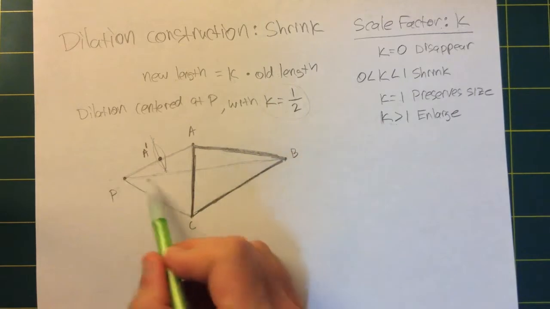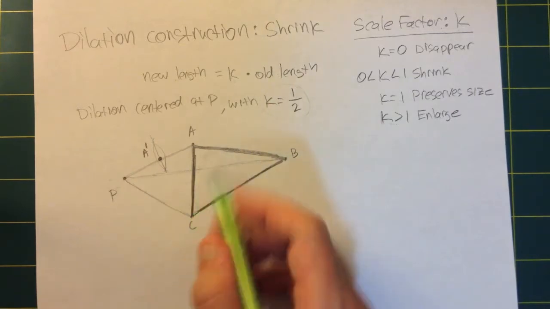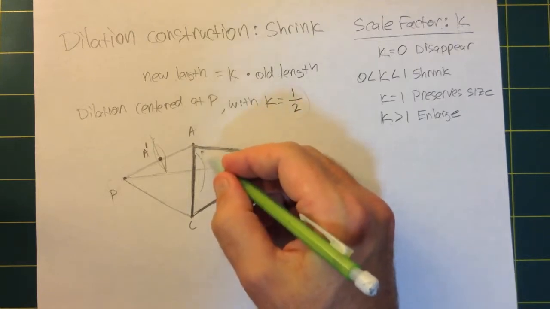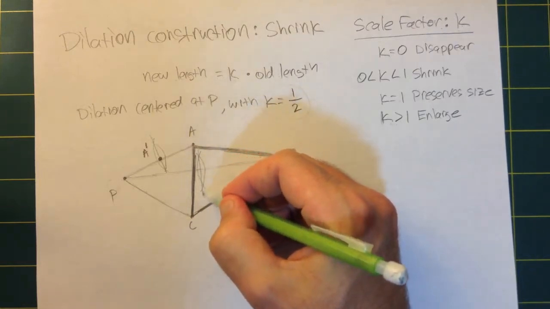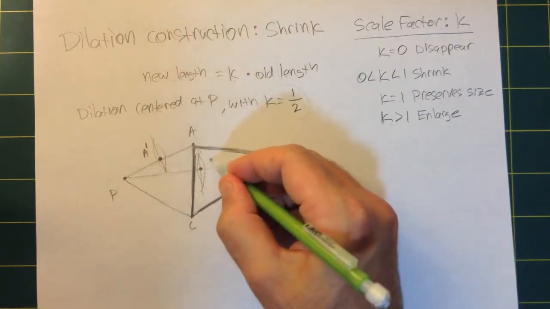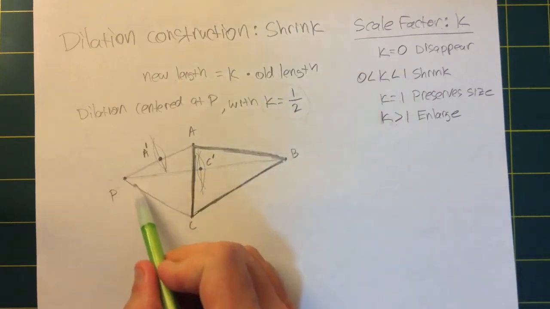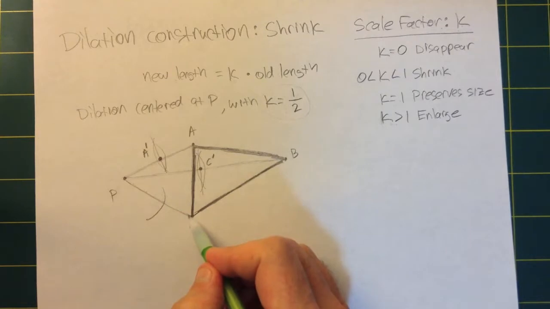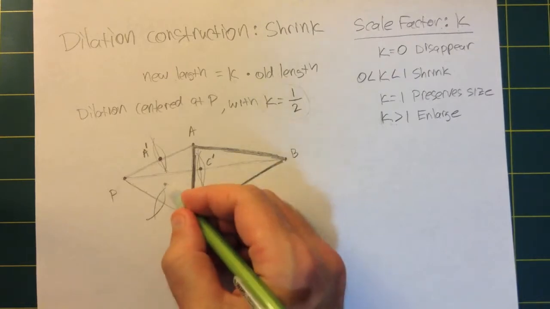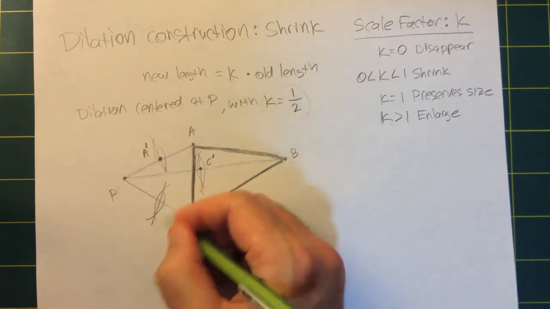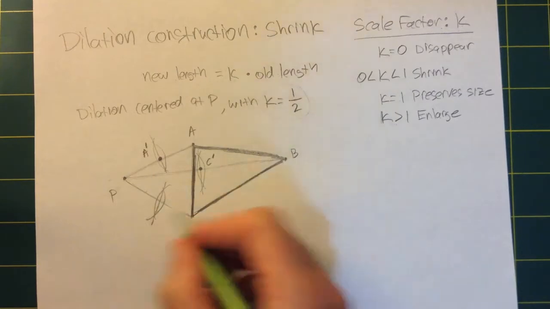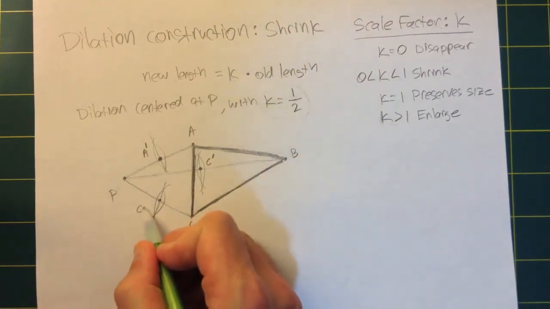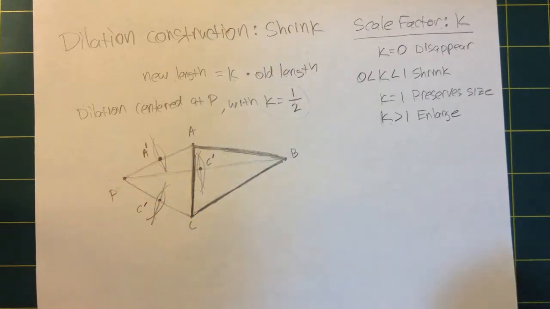I'll do the same thing to this segment. I'll extend the compass out more than half, put an arc. Flip around to this side, put the same arc. Connect them, get the midpoint, there's C prime. Do it to this side. Open the compass up more than half, put an arc. Flip around to this side, put the same arc. Connect this. That doesn't look perpendicular, but it will when we do the construction. That is your new B prime.